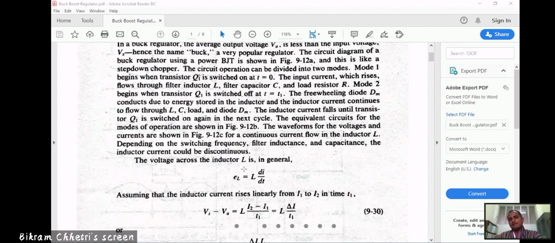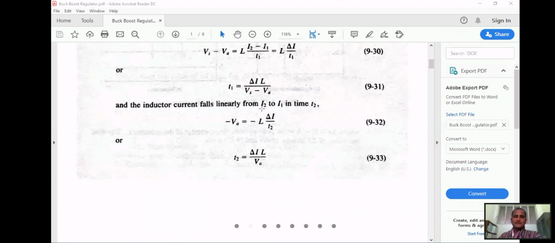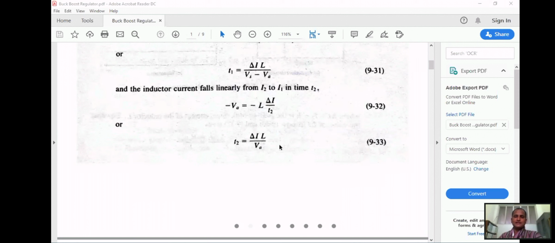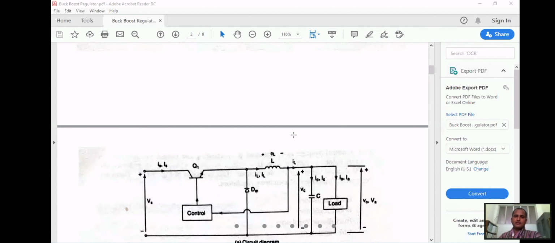You have to assume the inductor current rises from I1 to I2. This is what it means: the inductor current rises from I1 to I2 during T on, the power BJT on period. During this mode, it rises from I1 to I2 in time T1. During this time period T1, the current is rising from I1 to I2.